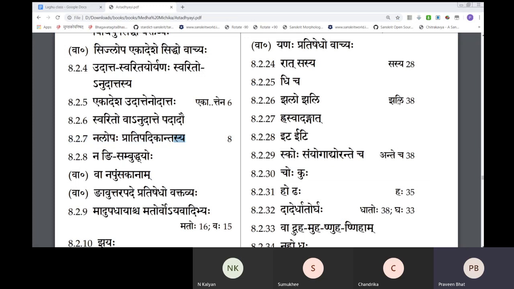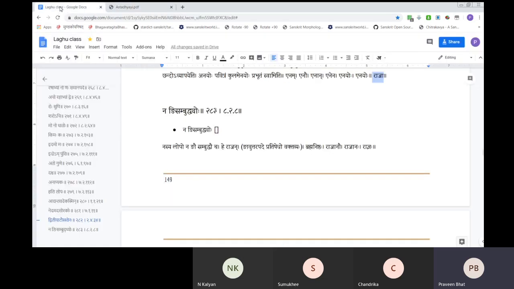However, in the next forms, when you derive the other forms, he needs one more sutra. So he introduces another sutra, Na Ngi Sambuddhyoh. So he'll also have to do Sambuddhi. Raja, Rajanau, Rajanah. There, Na Ngi Sambuddhyoh: when you are doing Sambuddhi, Ngi is going to come pretty late, in Saptami Ekavachana. But Sambuddhi is right now, because Sambuddhi is Prathama Ekavachana Sambodhana. So when Sambuddhi follows, if Nalopa happens, then you will get Raja again.